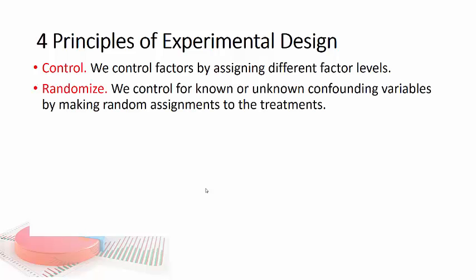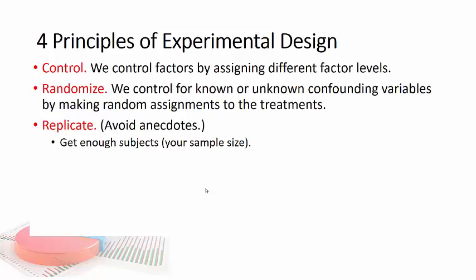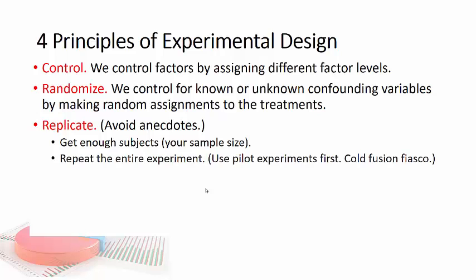Also, we randomize. We control for known or unknown confounding variables by making random assignments to the treatment. So we're going to randomize there. Then we replicate. One data point is an anecdote. That's not good enough. We need multiple data points. So we need to first get enough subjects so the sample size is good. Then we really should repeat the experiment. It's nice to use a pilot experiment first and then do a full scale.